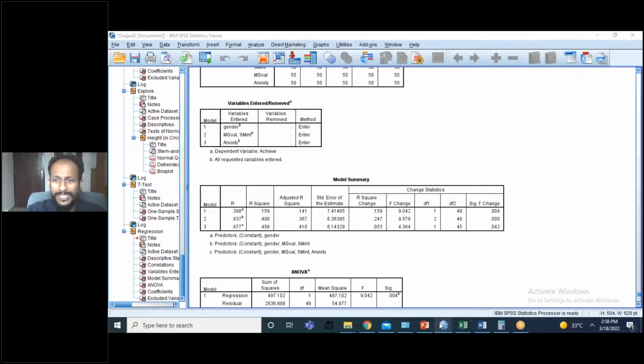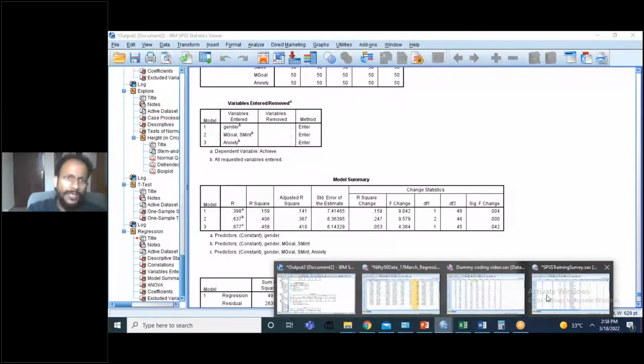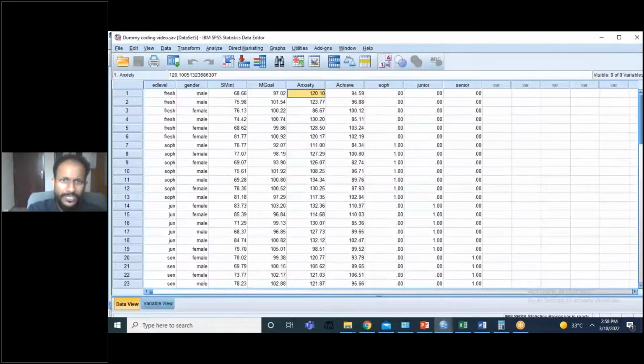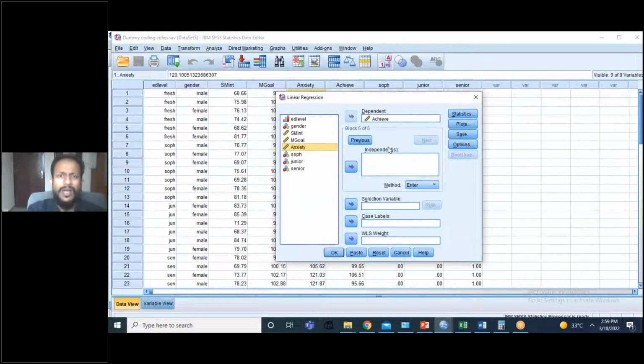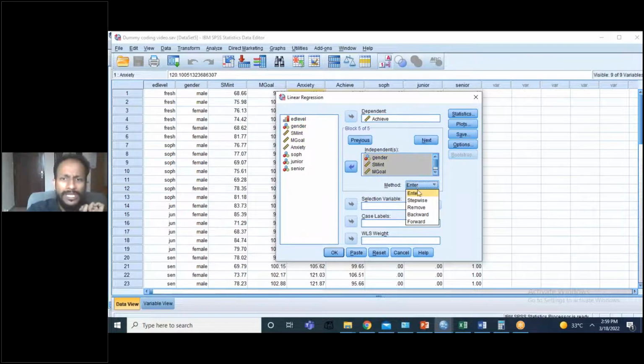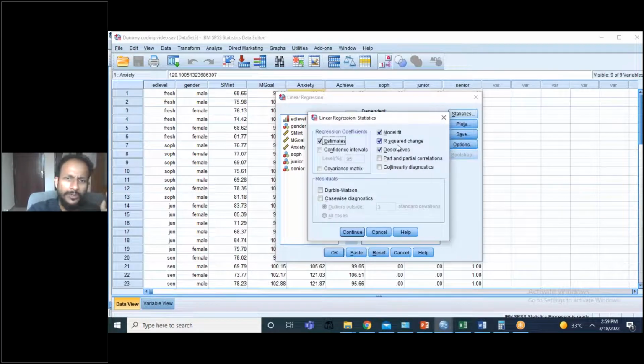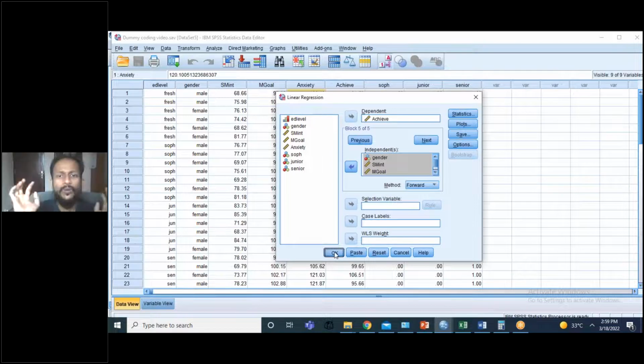For this, I'll go again to dummy coding, go to Analyze, Regression, Linear. Okay, remove all this, remove this. Now, I will add all those independent variables: gender, S mint, M goal, anxiety. All these are independent variables. Now I'm going to use something called forward regression. Okay, forward regression. Right? These options are already chosen by default, that is R square change and descriptives. Continue and click on OK.